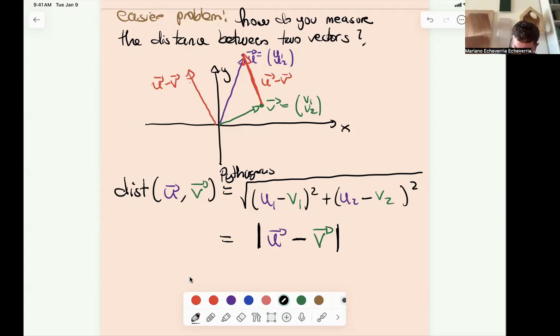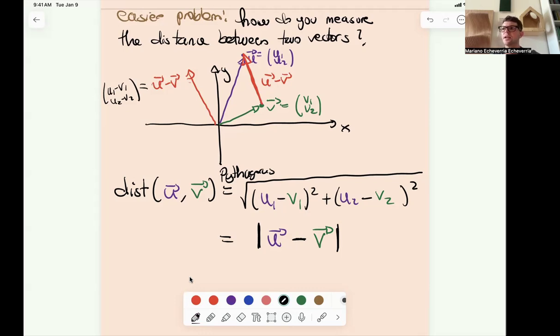Because again, what is u minus v? u minus v is u1 minus v1 and u2 minus v2. That's how you subtract vectors: you subtract their entries. And then you would apply Pythagoras theorem. So that gives you the distance of two points in terms of the magnitude of a vector, and that's what I meant. This is how we want to generalize this to the case of functions.